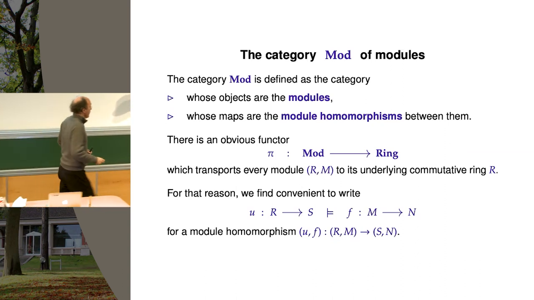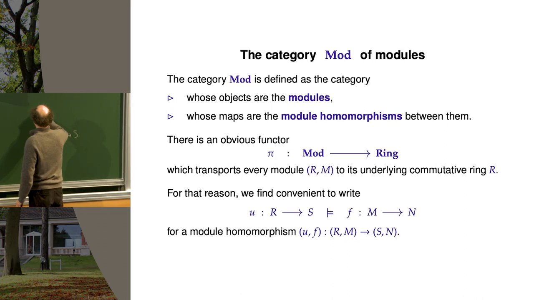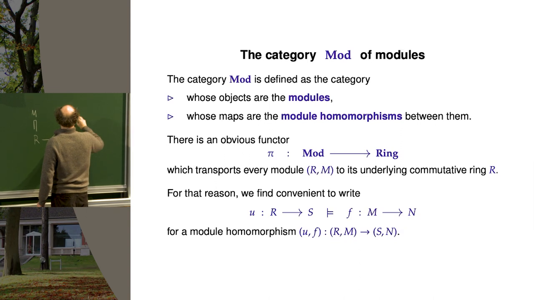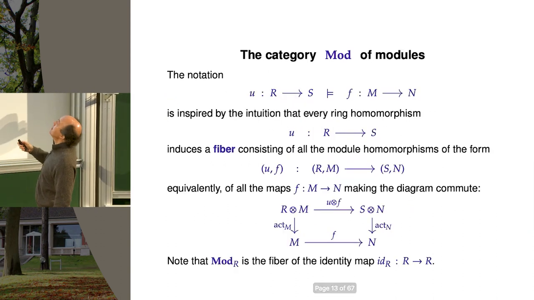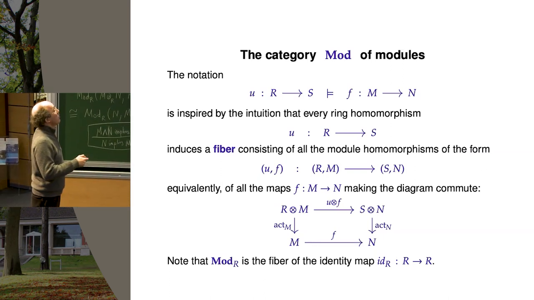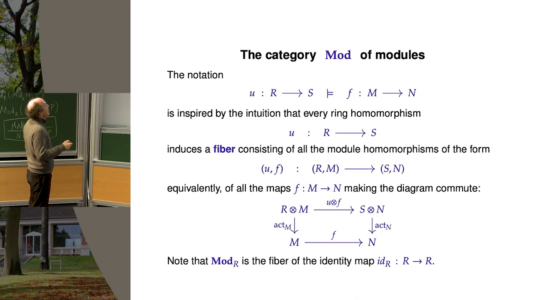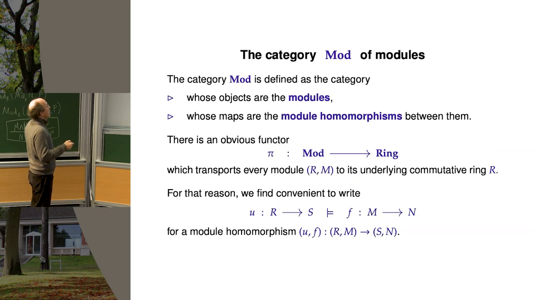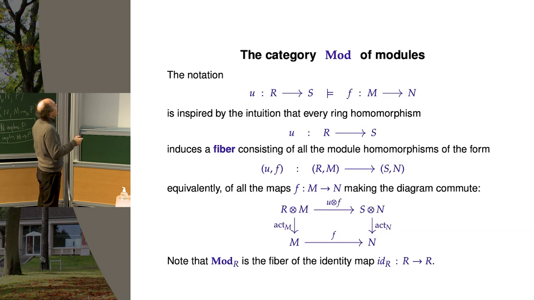So maybe I can draw a picture. We have here R, S, U, and M lives above R. And so I use this little notation here. And we have F here, which lives above U. And really the intuition here is inspired by joint work with Noam Zeilberger. We have this view that every ring homomorphism, in this case, but more generally, whenever we have a functor from a total category E to a base category, a ring homomorphism induces a fiber, and we can think of it as some kind of fiber consisting of all the module homomorphisms of that form.